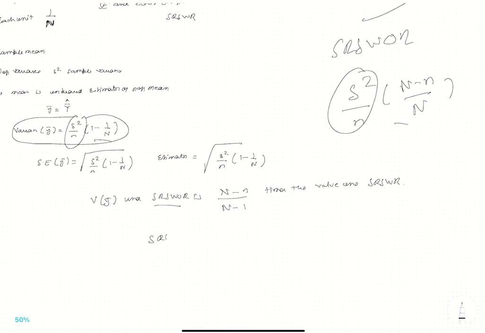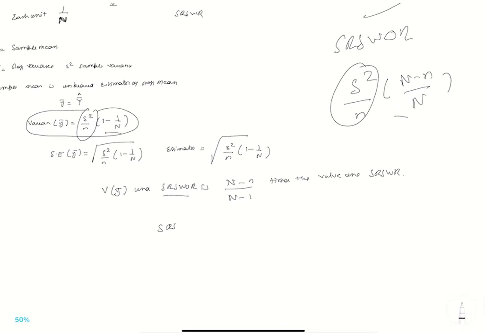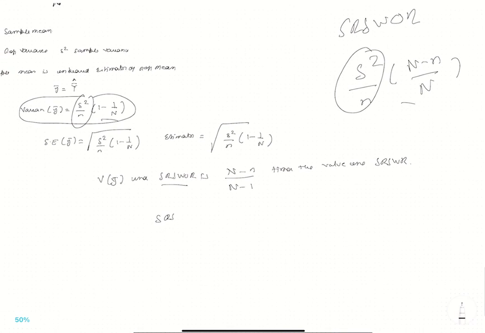And SRSWR also has a Y hat which is going to be N y bar, and the estimator of the standard error is just going to be N square small s square upon small n times (1 minus 1 upon n). So what is this? This is the estimator.